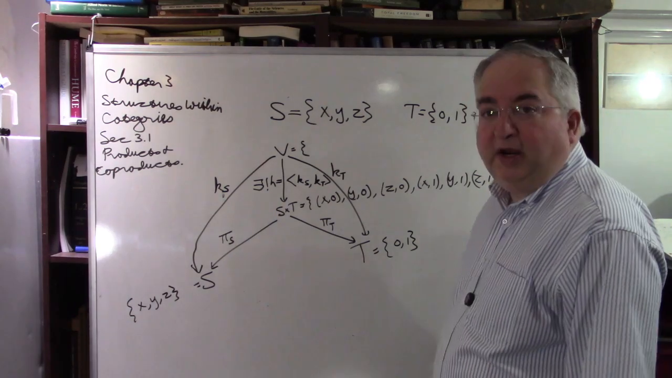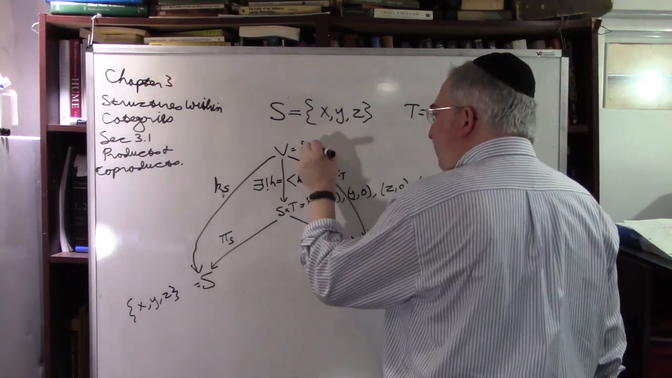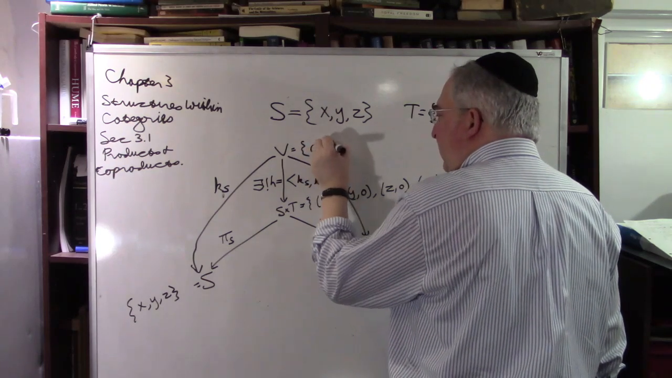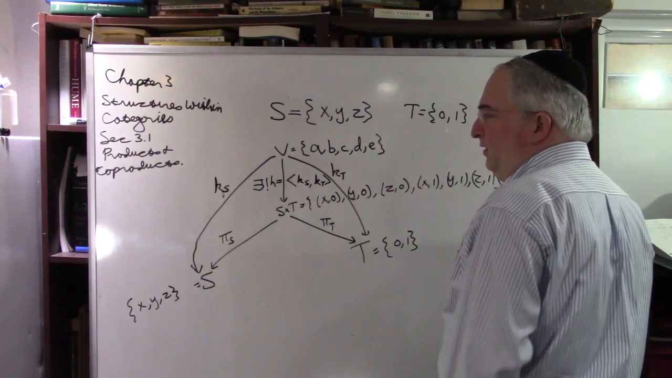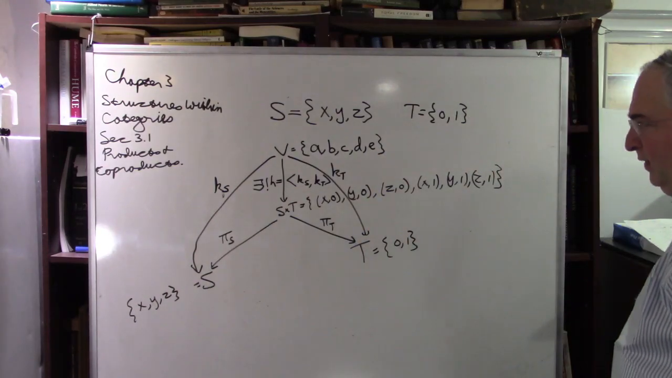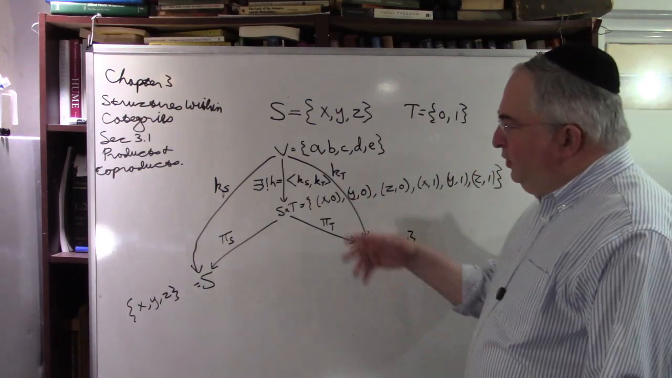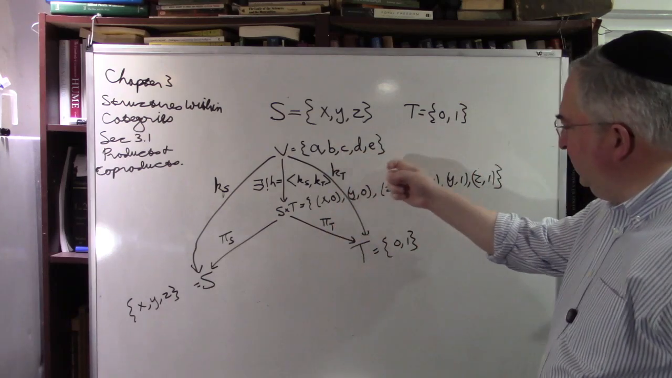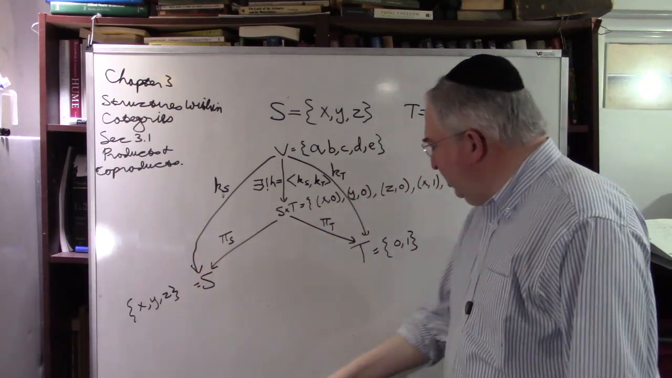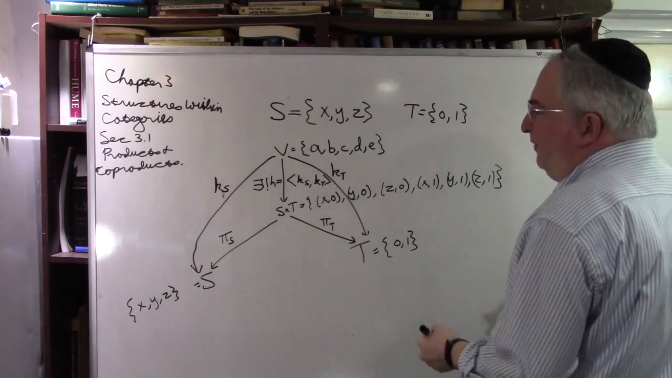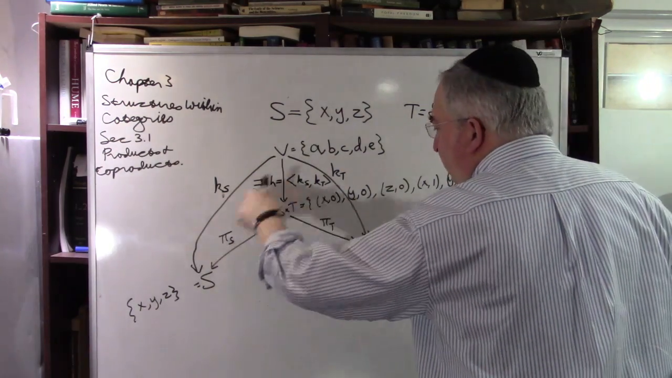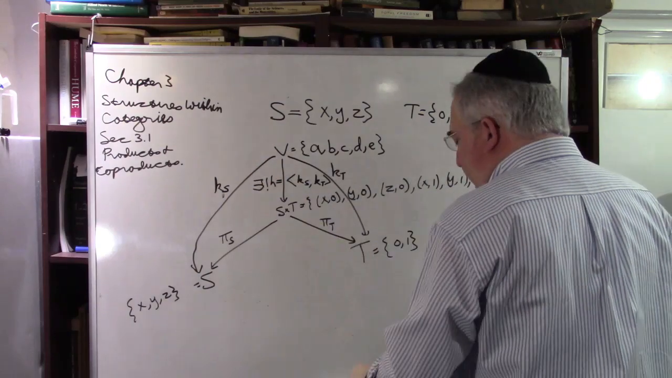Great, I want to talk about another set V. So how about V is this, A, B, C, D, E. Now, A, B, C, D, E has nothing to do with X, Y, and Z, and has nothing to do with 0, 1. But you know what? There's some type of function from here to here. There are these 2 functions.